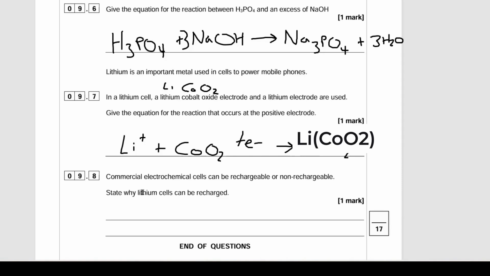Right, what's the last bit? Commercial electrochemical cells can be rechargeable or non-rechargeable. State why lithium cells can be recharged. Well, it's a reversible reaction. You can reverse the potential difference. So reverse the potential. The reaction is reversible. And there we go. That should get us all of the marks.